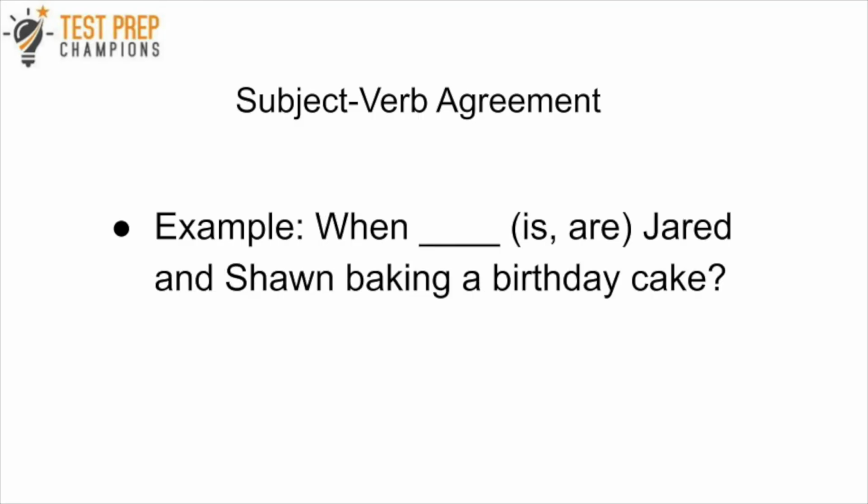Now on your test, they might also try to switch it up on you and give you a sentence like this: when blank Jared and Sean baking a birthday cake? Well, the answer here is still are. We can handle this one by, again, identifying the subjects, and we would see Jared and Sean are subjects and they're connected by the word and, so therefore we would need to use the plural verb, which is are. So don't be thrown off here. They've just inverted the structure of the sentence, but the same principles are going to apply.